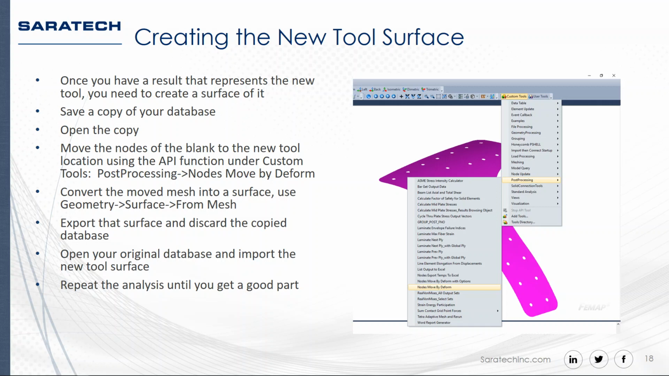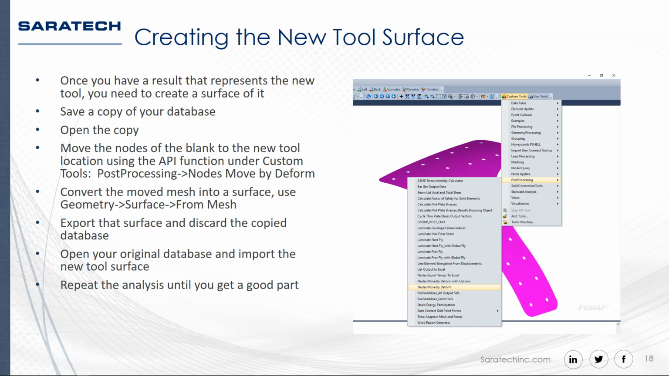Well, since I don't really want to go back in and change my model permanently, I just need to generate a new surface. I'm going to create a copy of my database. I'm going to open that copy. And what I need to do is take the nodes of the blank and move them to this new tool shape. Then I'm going to create a surface from that, export that surface, and use that as my new tool surface.